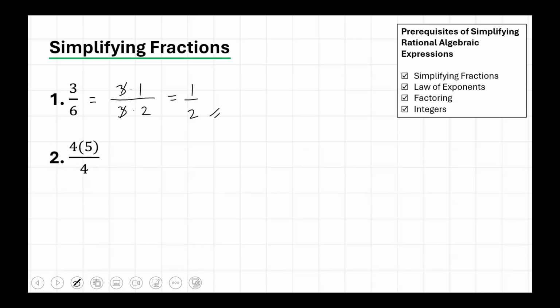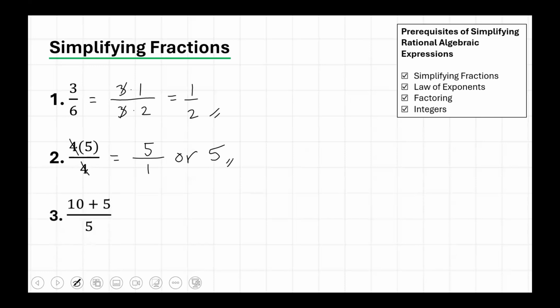For our second example, we have 4 times 5 over 4. 4 and 5 are already separated by multiplication, or they are called factored out. Therefore, we can cancel the 4 right away, and it will give us 5 over 1, or 5. And that's the simplified form.